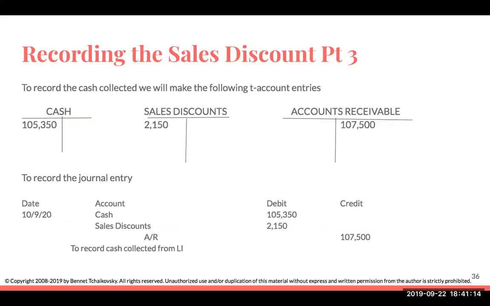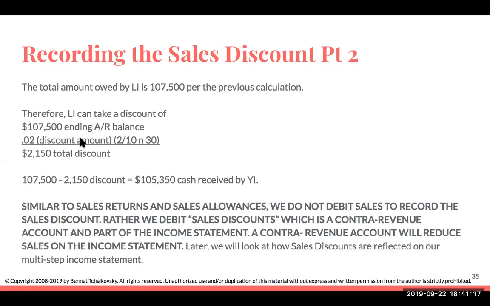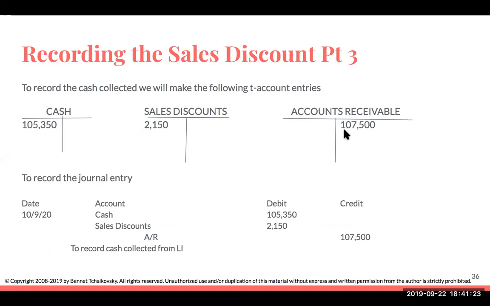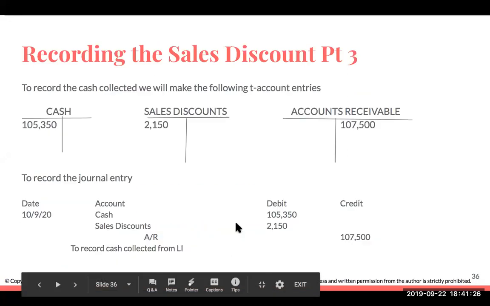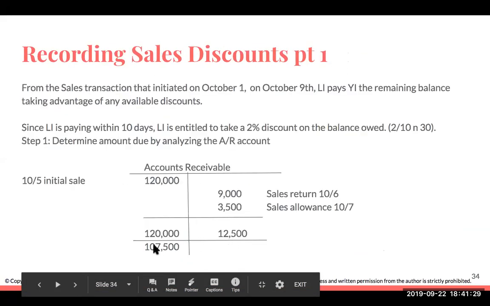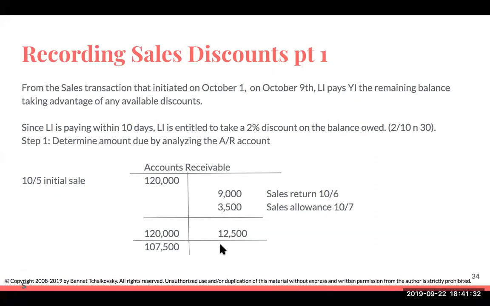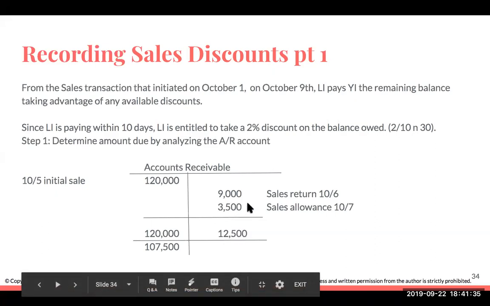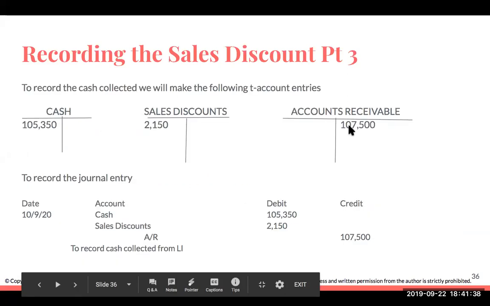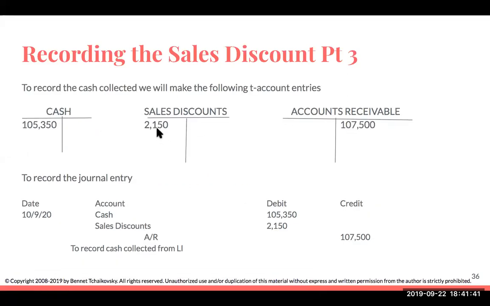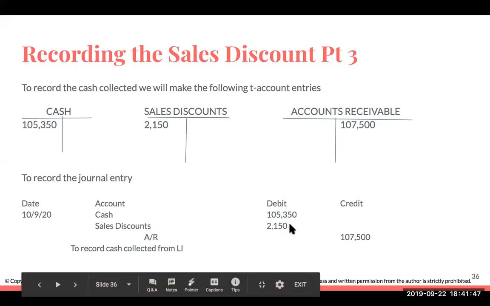Okay, so how do we record this cash being collected? They're paying us $105,350 of cash. We're going to be crediting accounts receivable for $107,500. Remember, when they pay us within the discount period, we're crediting AR because they no longer owe us that amount. We will be debiting sales discounts for $2,150. Then in journal entry form, I'm debiting cash for $105,350, debiting sales discounts, and then crediting accounts receivable.